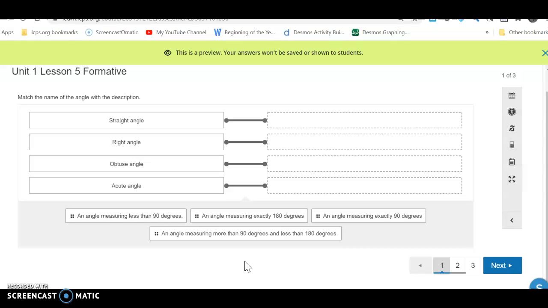Okay, I am going to go over the Unit 1, Lesson 5, Formative Assessment. There are 3 problems, so this should be pretty short.